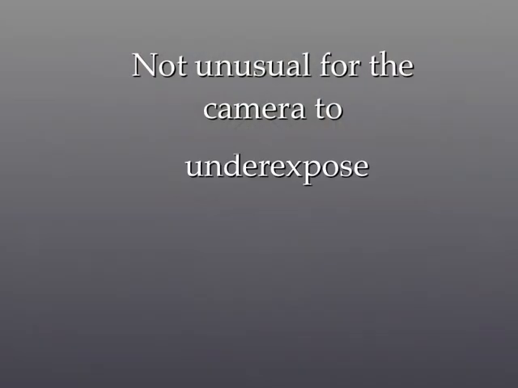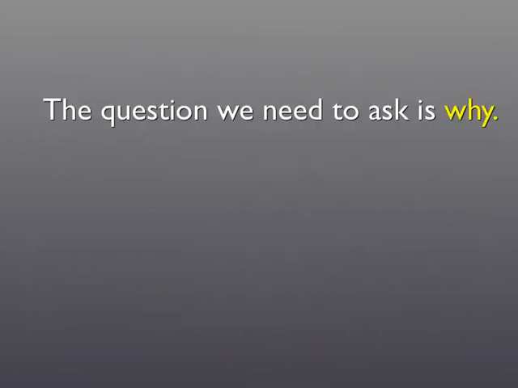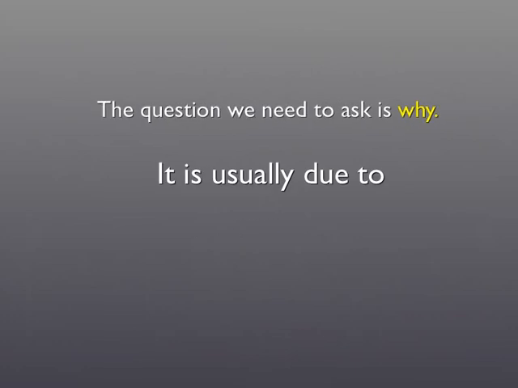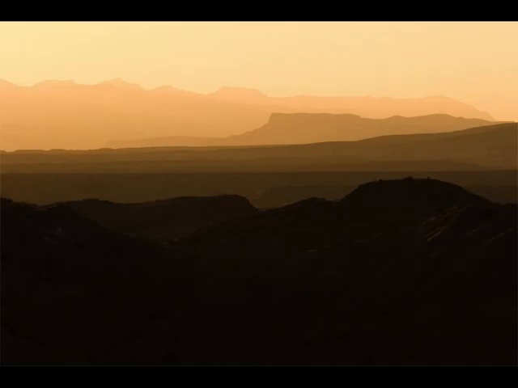By now you're realizing that your camera is likely to underexpose or overexpose your photographs. So the question we need to ask is, why? Well, it usually has to do with subject matter or light. Your camera is designed to give you good exposures under average situations. That means average subject matter, average light. So when faced with difficult or uncommon situations, it's going to fail, as it did in this photograph. Here it saw too much of this dark value below, and it overexposed the top of my scene.